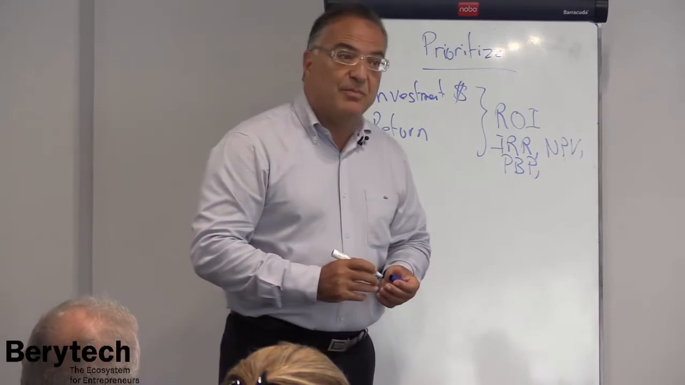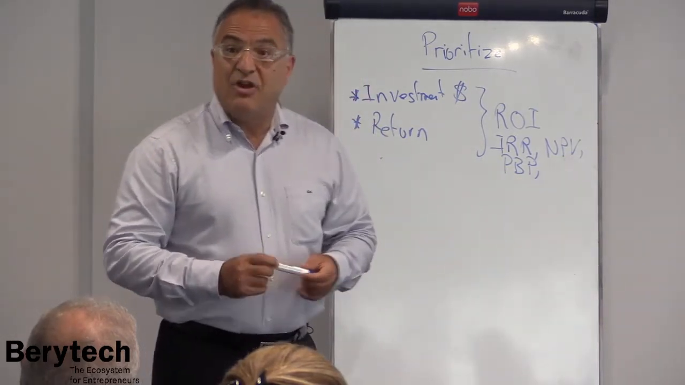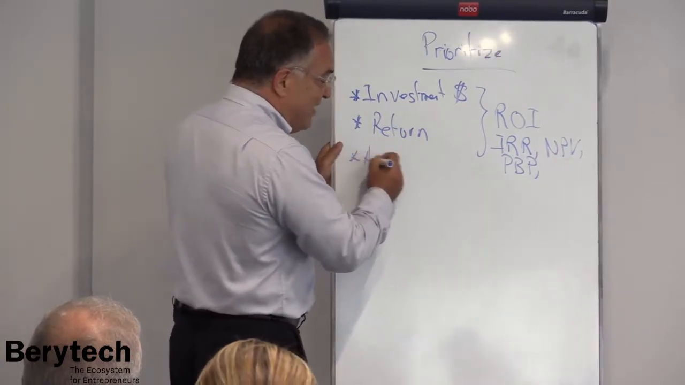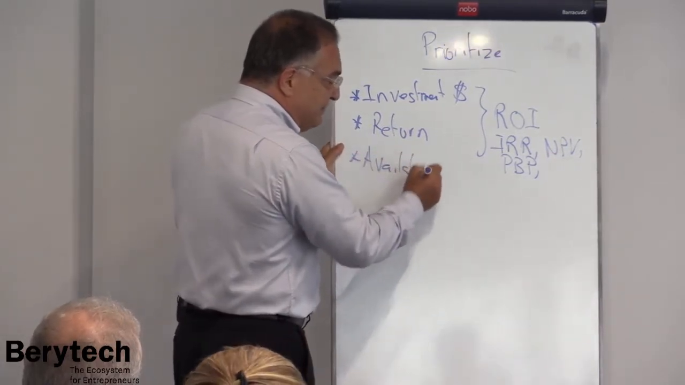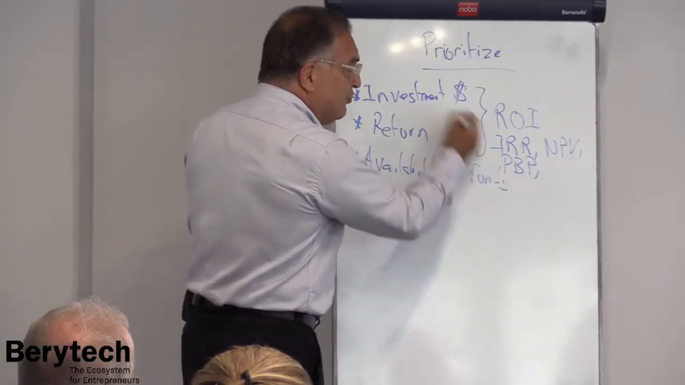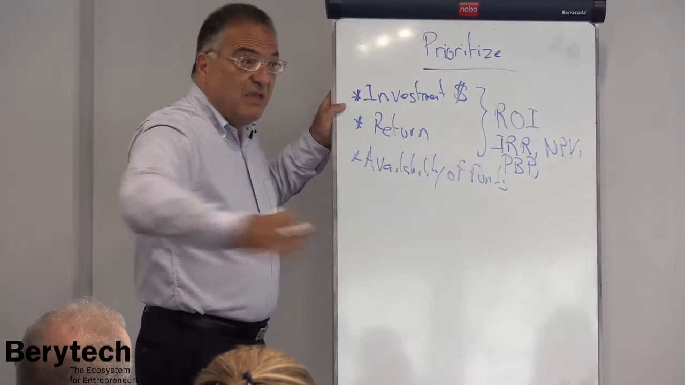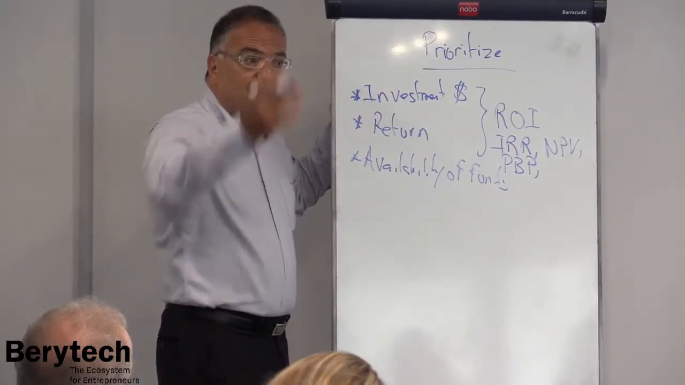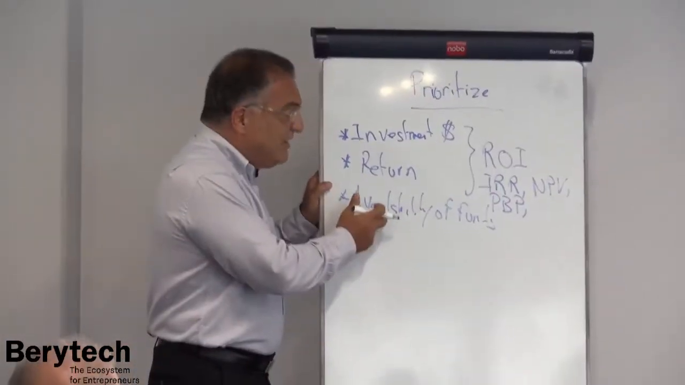How do you go about prioritizing? Operation budget. I'm sorry? Operation budget. Okay, so what you do is you have here investments. Basically, do you have availability of funds? Do you have the budgets to be able to do it? If what he has comes up to maybe $5 million, and I don't have $5 million, I have $2 million, what do I do? So the availability of budgets to do it.